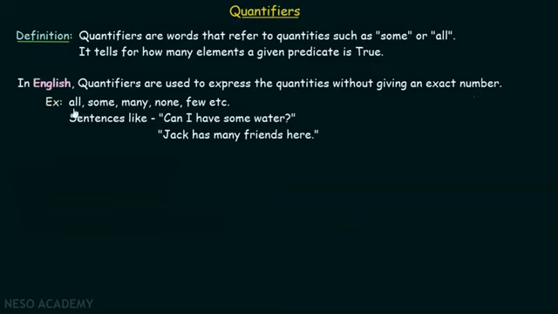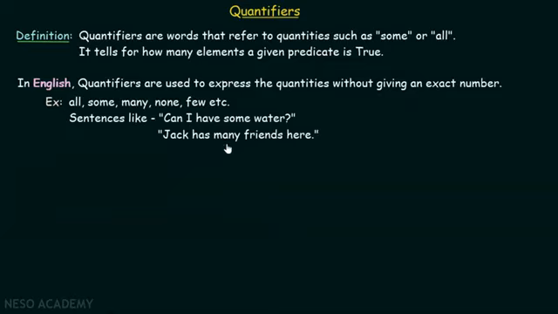without giving an exact number. For example, here we will use all, some, many, none, few instead of using exact numbers. We could have sentences like, can I have some water? Jack has many friends. You can see in these types of sentences, we are not using exact numbers. We are not saying how many friends Jack has. Instead of saying 2 friends, 3 friends or 4 friends, we are saying Jack has many friends.